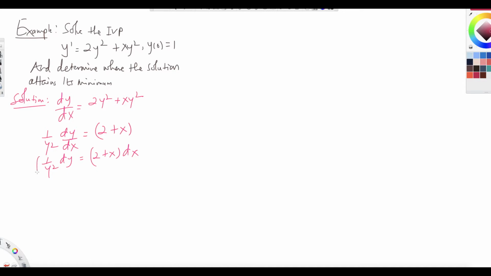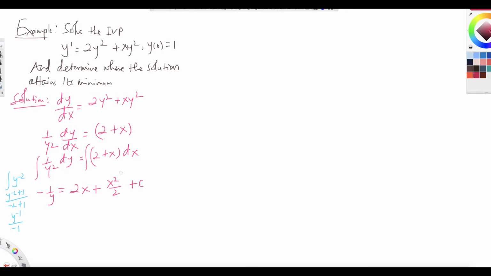So now you integrate on both sides. If you integrate on both sides, what do you get? You will get negative 1 over y. How do you get that? You will do y to the negative 2, so what is the integral of that? It will be y to the negative 2 plus 1 over negative 2 plus 1, so that is y to the negative 1 over negative 1, so that is negative 1 over y. So equals to, the integral of 2 is 2x, plus the integral of x is x squared over 2, plus c.